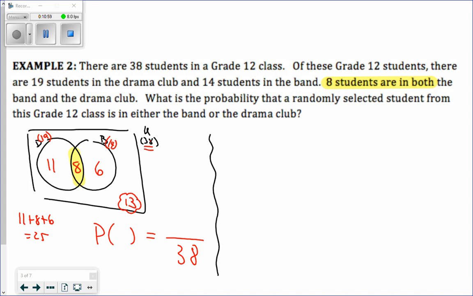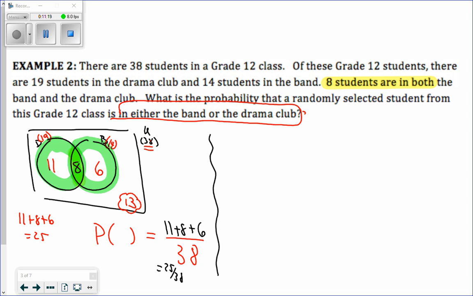They're in either band or drama. So band or drama, we're just going to take everything in here and add it to everything in here. So we're just going to go 11 plus 8 plus 6. So that is 25 out of 38. If you want to convert it to a decimal, or if you want to convert it to a percent, you can do that.